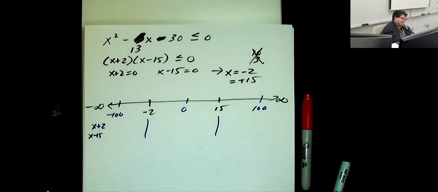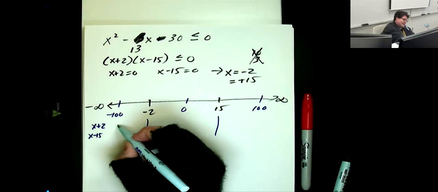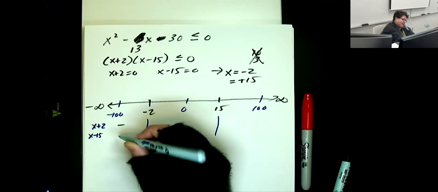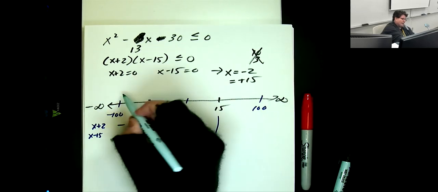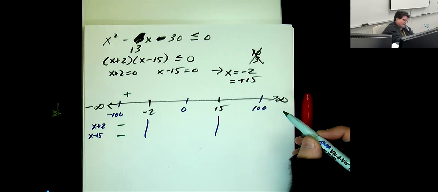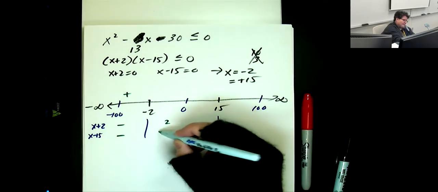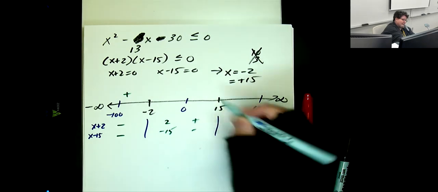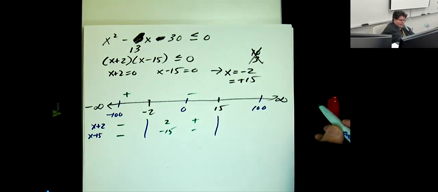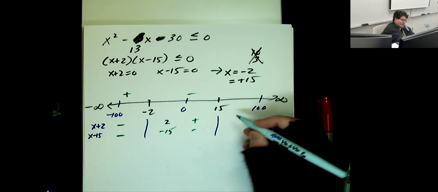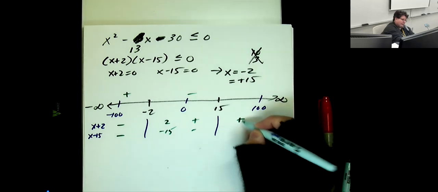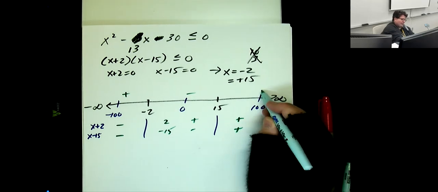For x plus 2, if I stick in a -100, this is going to be negative, and that will be negative. So they're both negative, which makes it positive when we multiply them. If I stick in 0, this is 2 and -15, so positive, negative. That's a negative region. And if I stick in 100, I've got a positive and a positive. So that makes that a positive region.